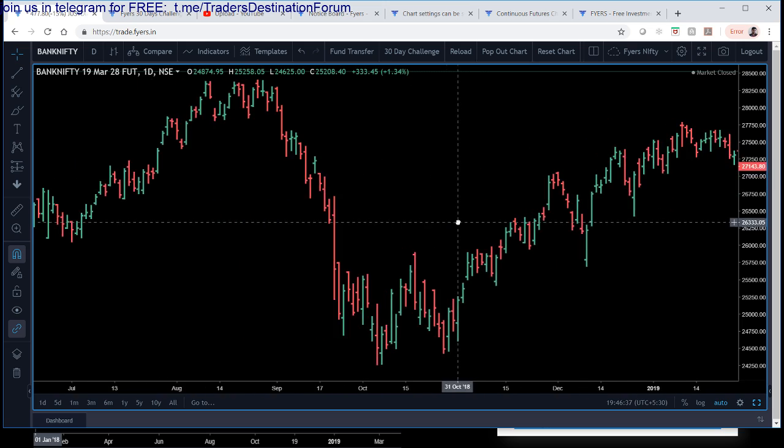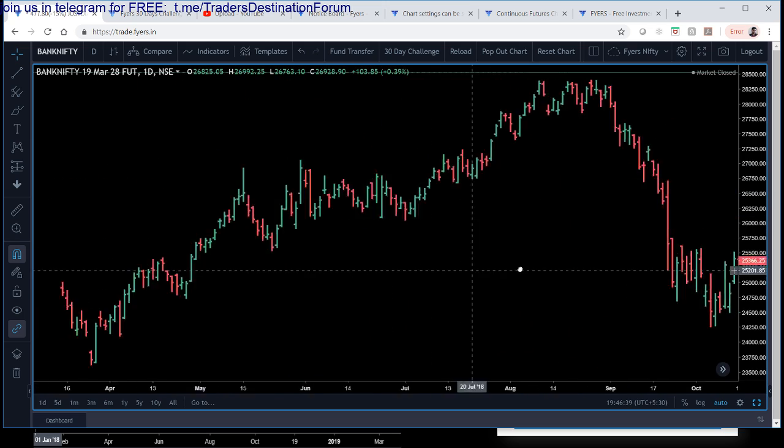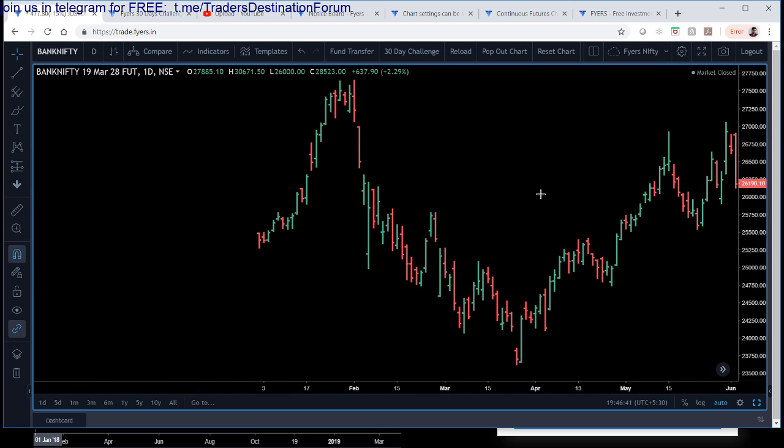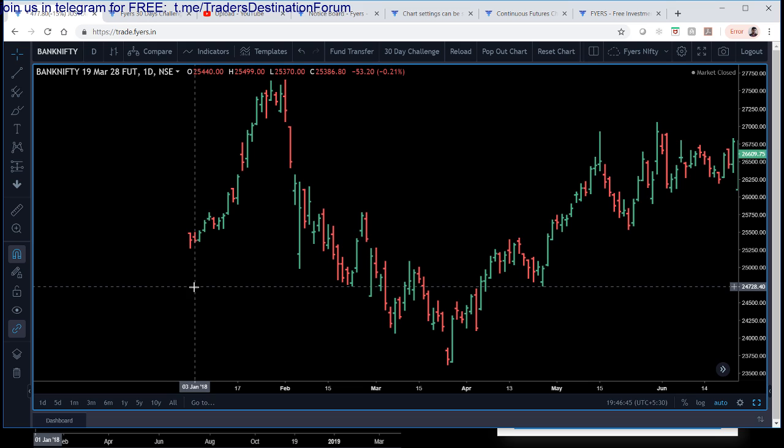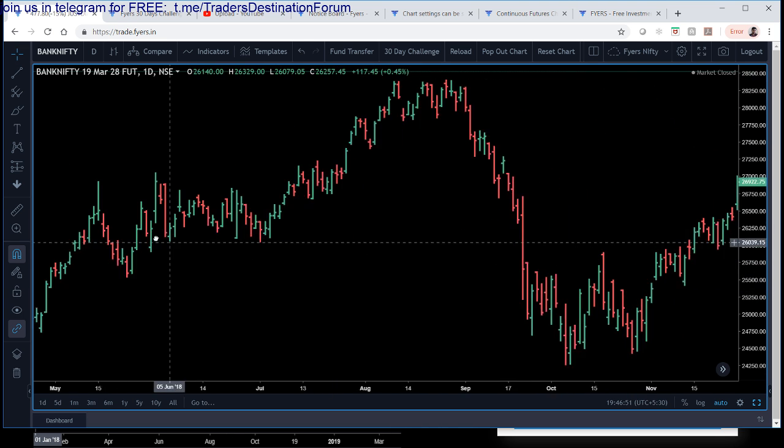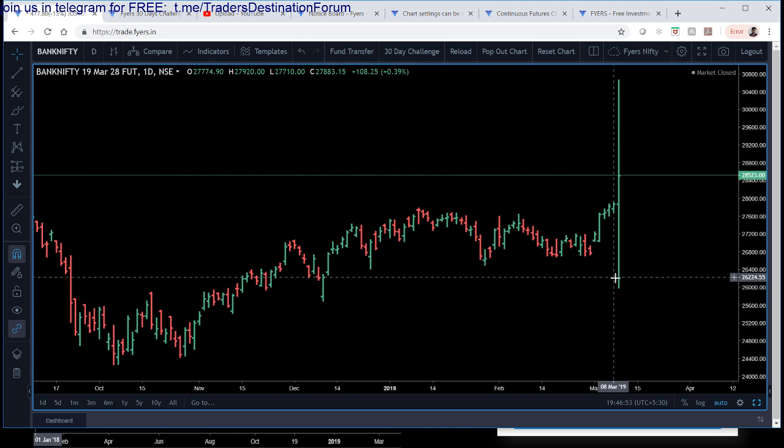I'm just converting it into a day chart so that as you scroll towards the left-hand side, you will be able to see all the data. See, it's available from this starting point, which is January 2018. Starting January 2018 till date, today is 9th of March, 2019, you have all this running data.